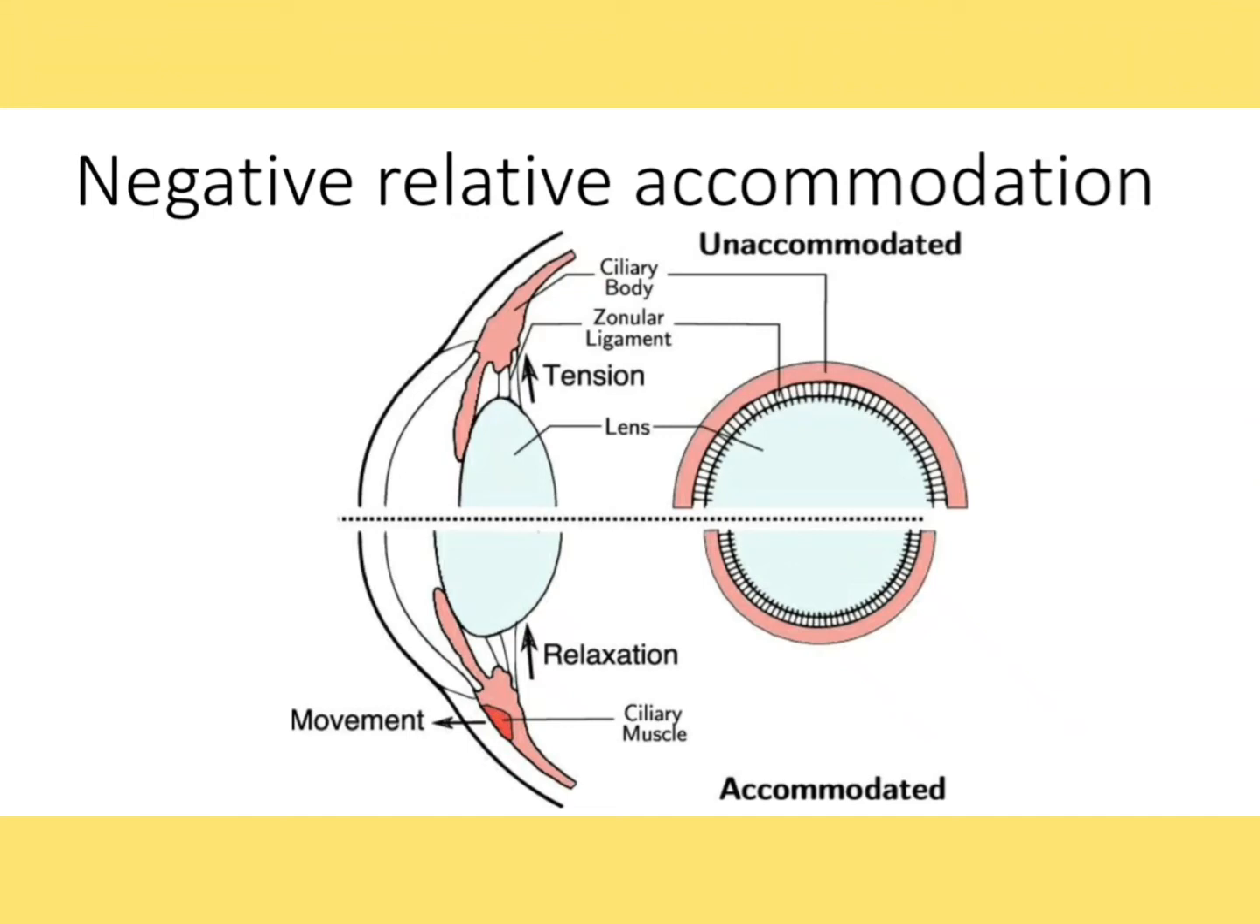Today we are going to discuss negative relative accommodation. This is the orthoptic series that I started, where I will discuss all the tests that are done in orthoptics, because orthoptics is very important as an optometrist and you should know all the tests properly, right? The next video will be on positive relative accommodation. This video is for negative relative accommodation.